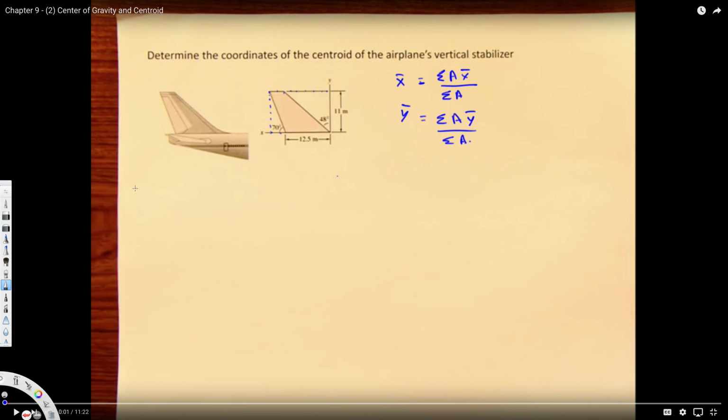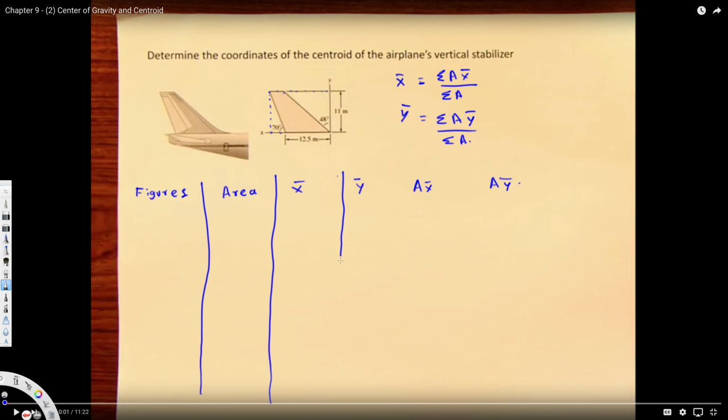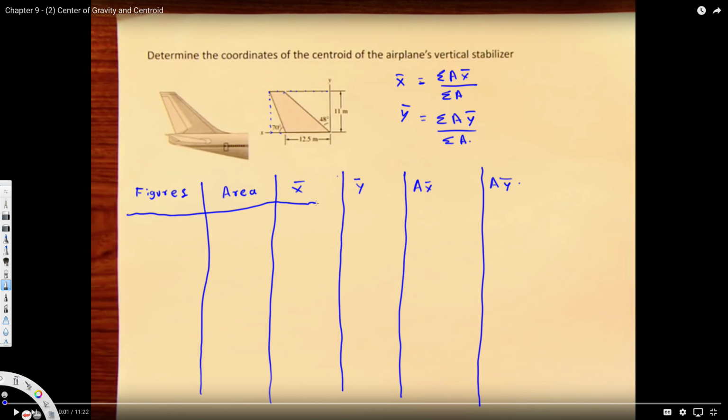First of all, I get the figures. So this is going to be the figures column and area. Then we have to calculate the x bar, y bar. Then we have to calculate A x bar, A y bar. And that's all we need to find. So let's make the columns. So these are my columns right here. So let's put units for everything.